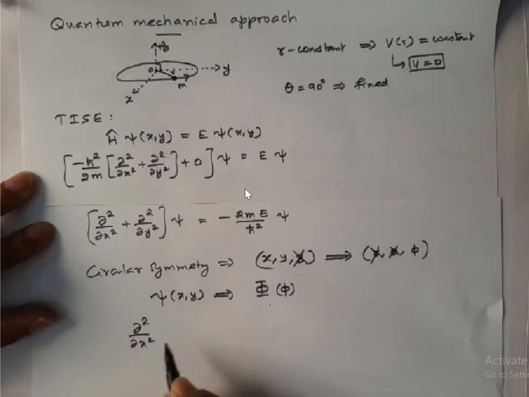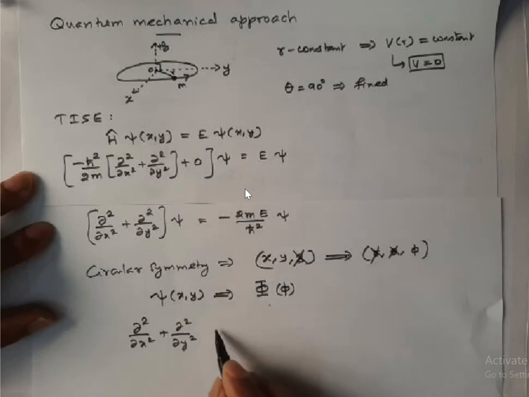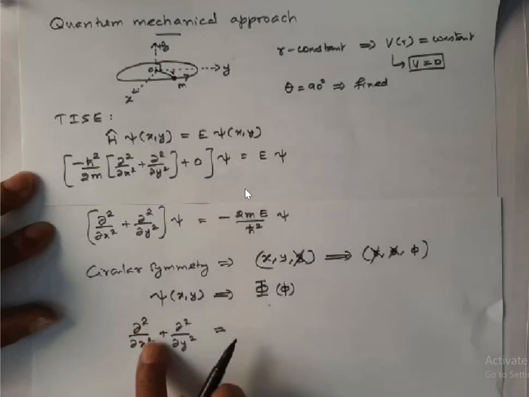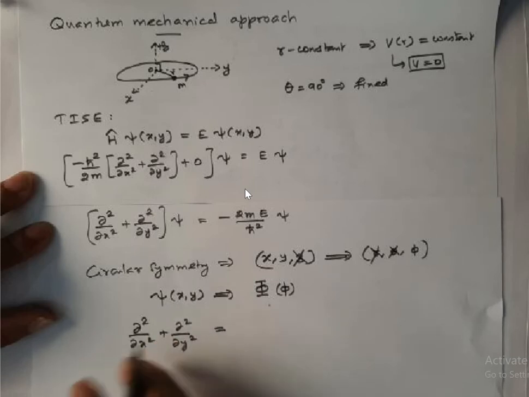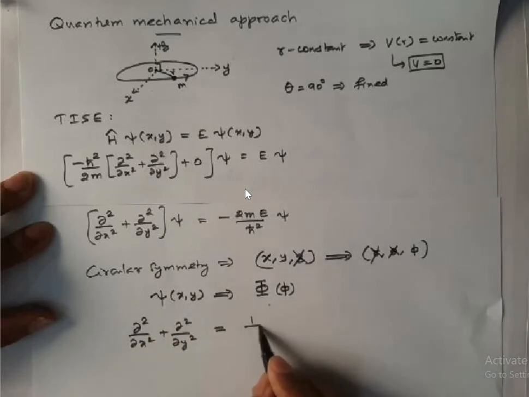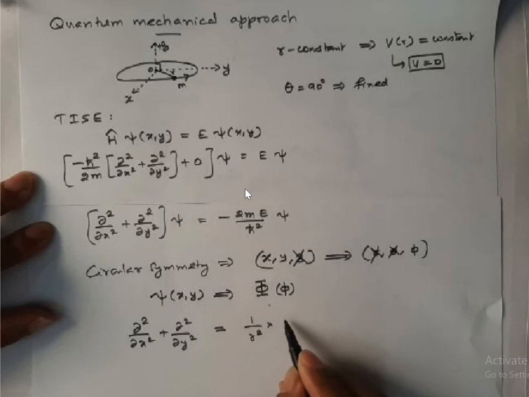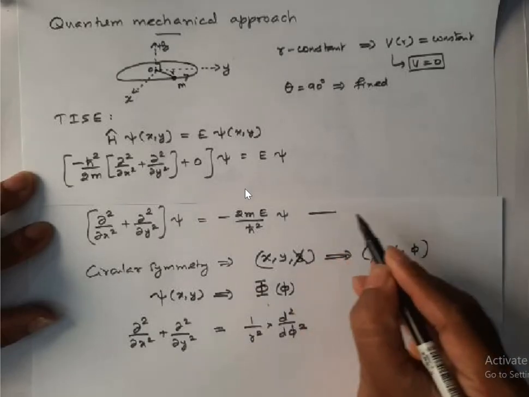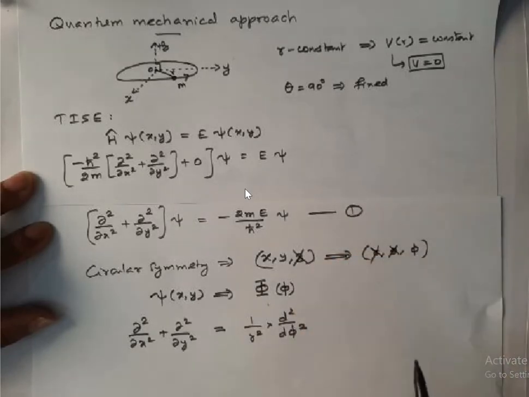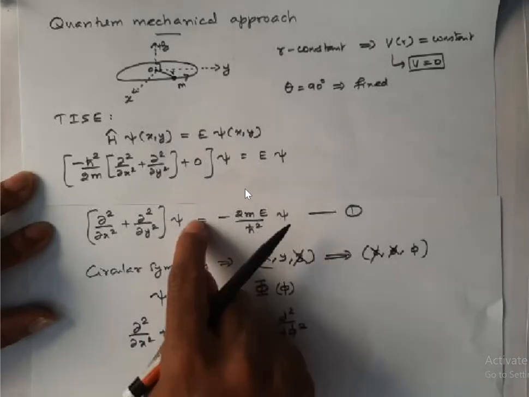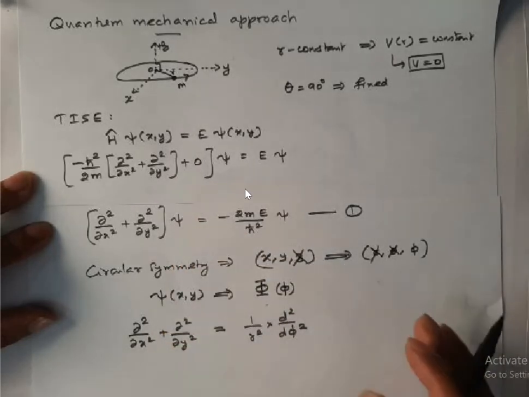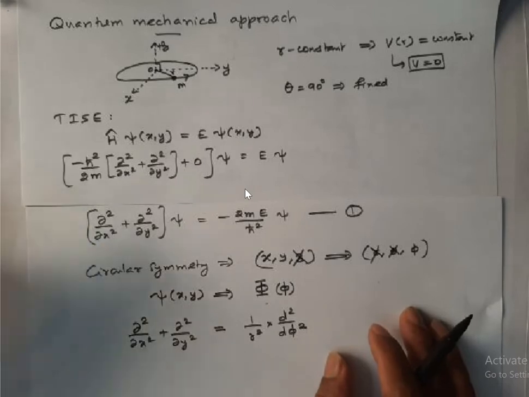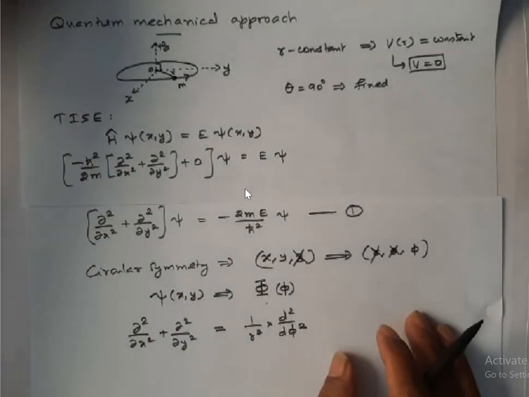We also know this. In the last lecture I gave this expression: del square by del x square plus del square by del y square, this is in Cartesian coordinates. I'm going to change this operator into spherical polar coordinates. It is equal to 1 by r square into d square by d phi square. Let me give this equation number 1. I'm going to substitute this in equation number 1, so that you'll get the Schrodinger equation in spherical polar coordinates.